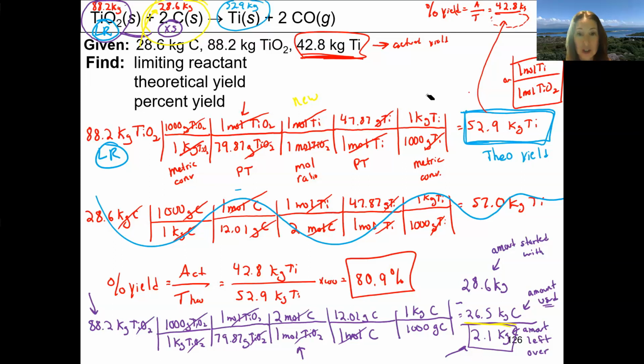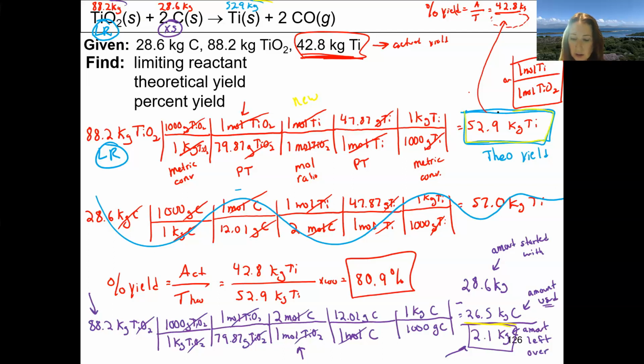Okay, so just in summary, when you do limiting reactant, an easy way to do it is convert both of your reactants to the product they're asking for. So they gave us TiO2 and carbon. We convert both of those to Ti. So that's what we did. I just used, you could have done these in grams and then done kilograms later. That would have been fine. Convert them both to the products they're asking for.